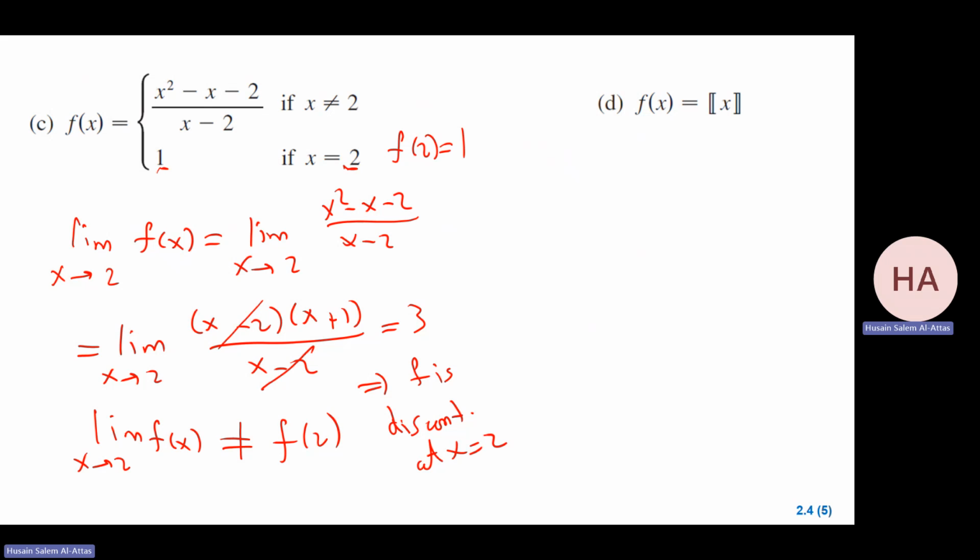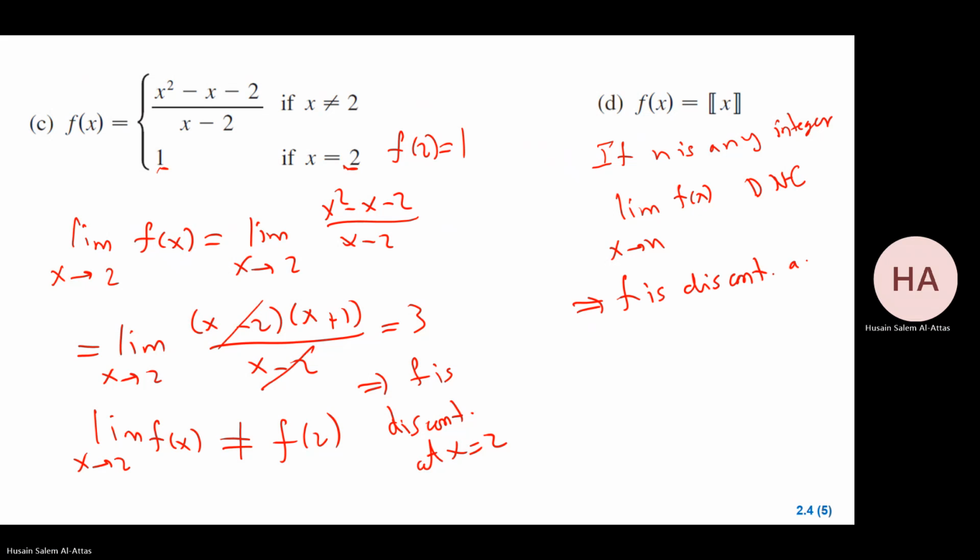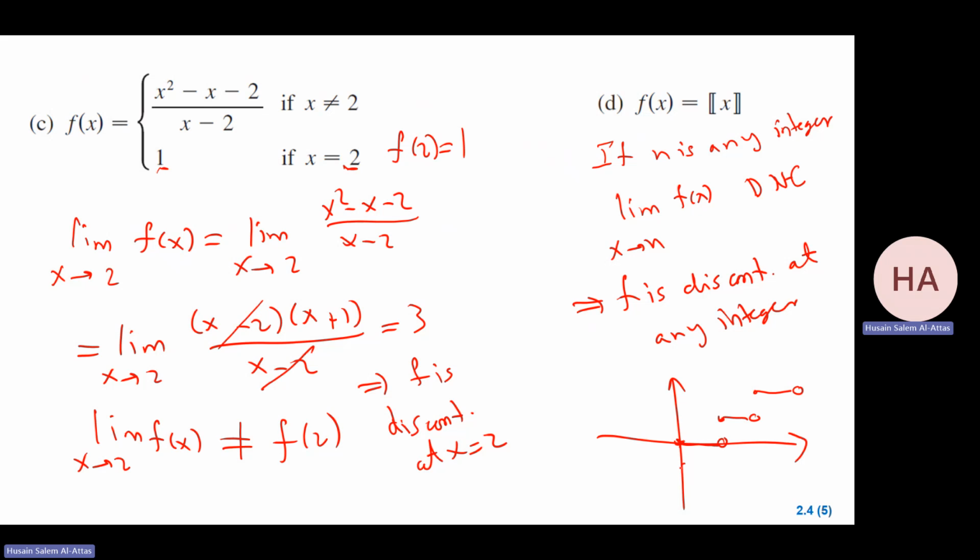For the greatest integer, I notice if n is an integer, any integer, we know that the limit of f of x as x goes to n does not exist because left is not equal to right. So that means f is discontinuous at any integer. And it's very clear from the graph. If you look at the graph of the greatest integer, that will be 0, open, 1, open, 2, and so on, and the other way. So for sure, at these integer values, we have discontinuity.